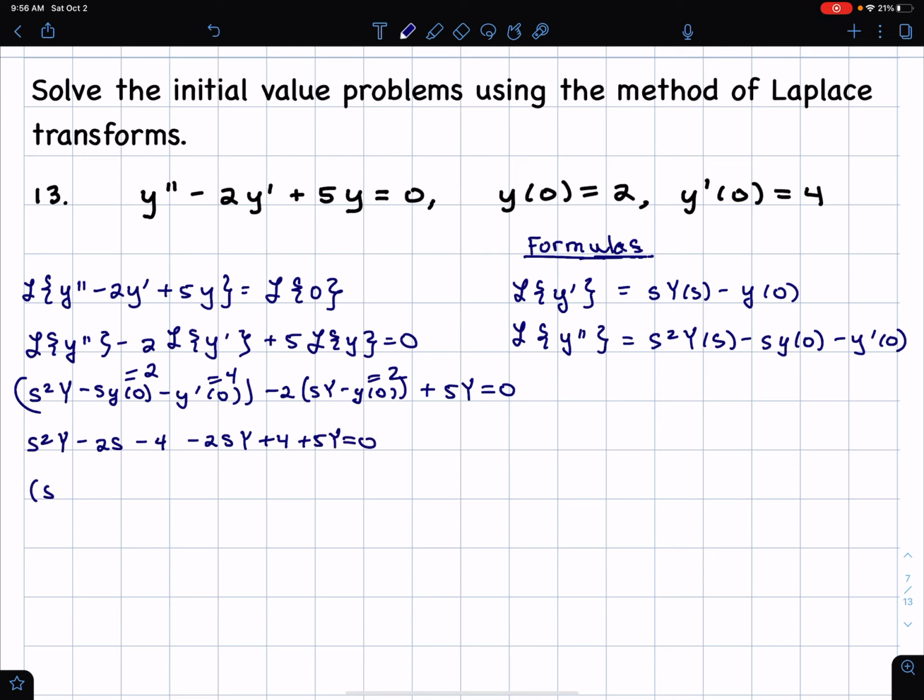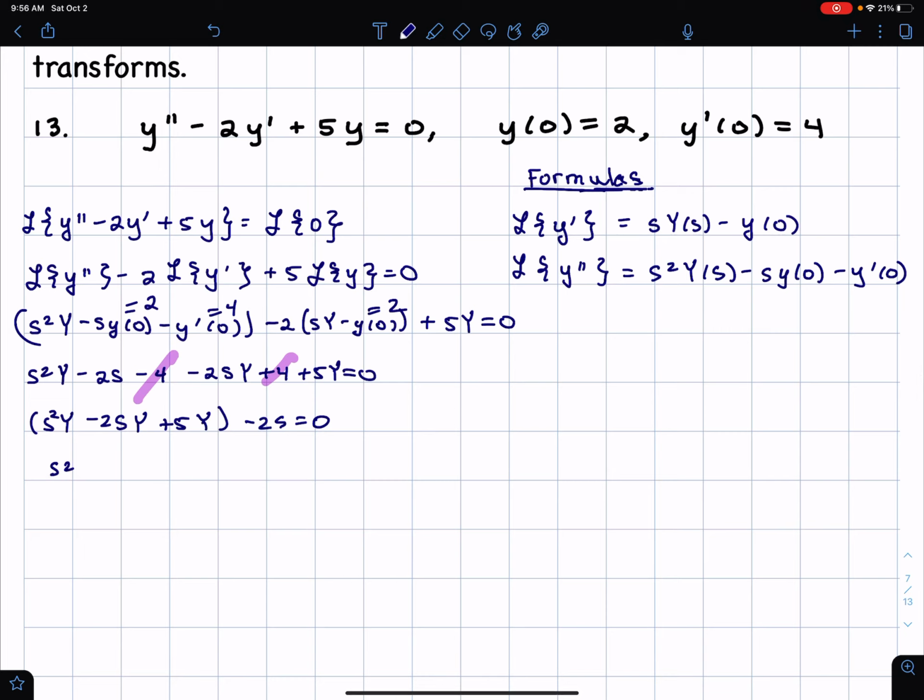I'll group those terms that have Y, and what we do see is that there's a little bit of cancellation. Fours cancel out. So then we get, factoring out Y, Y is equal to 2s over s squared minus 2s plus 5.